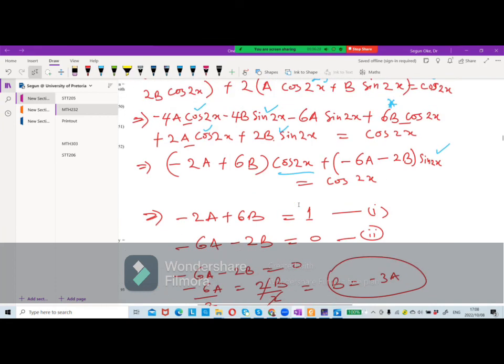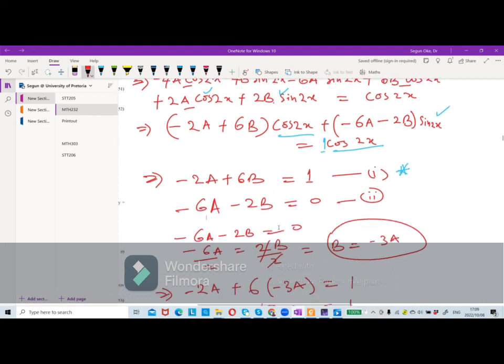So from here, we can proceed. Now, let's compare our coefficients. For this particular one that I have cos 2x, remember, here is cos 2x, but we have 1 at the back here that we don't normally write. So we can say negative 2a plus 6b equals 1. Equation 1. Then this particular one is sine 2x, but we don't have sine 2x on the other side. So negative 6a plus 2b equals 0.